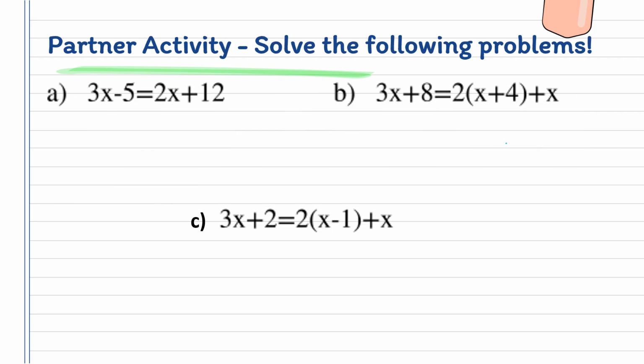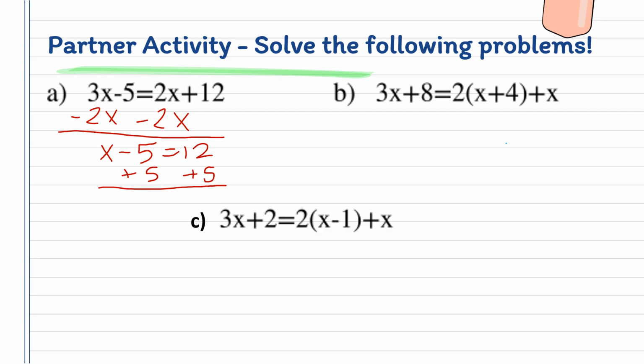Okay, these are partner activities, so feel free to pause the video and work with one of your partners or table mates. I'm going to start solving. So for A, let's bring over the 2x. We're left with x minus 5 equals 12. Add 5 to both sides, and we are left with x equals 17.